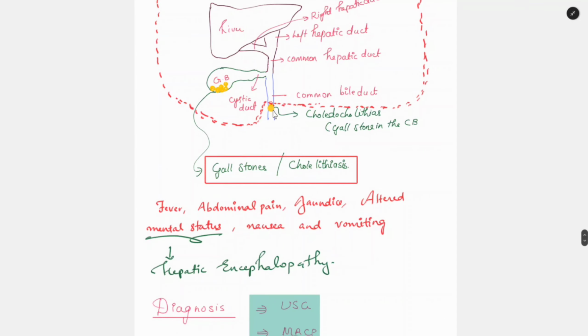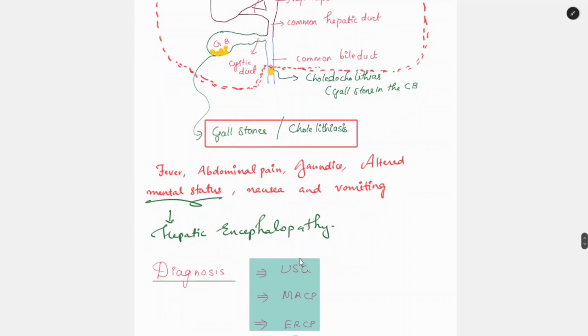In this picture, you can see a gallstone which is obstructing the common bile duct. So what happens here is that the hepatic outflow is obstructed, the contents of the gallbladder are obstructed, and the patient experiences fever, abdominal pain, jaundice, altered mental status. Why? Because there is hepatic encephalopathy due to the hepatic outflow obstruction, and nausea and vomiting. How would we diagnose this condition? Same as what we did in choledocholithiasis. Here also we'll diagnose it by USG or either MRCP or ERCP.